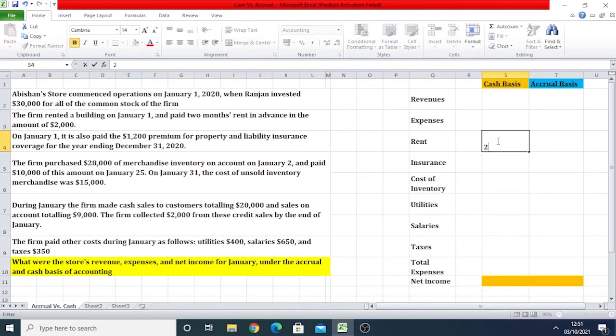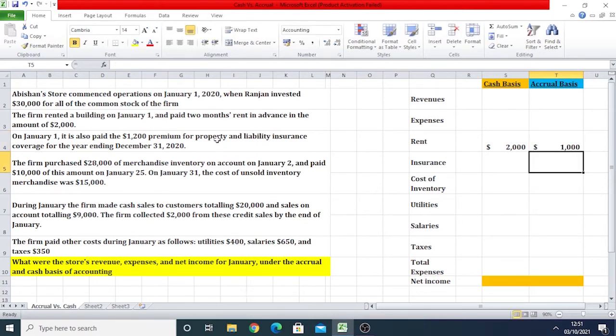Under accrual accounting, expenses are recorded when they are incurred and not when paid. The business paid 2 months rent, $2,000. Therefore, rent per month is equal to $1,000. The business will record only $1,000 as rent expense for January.